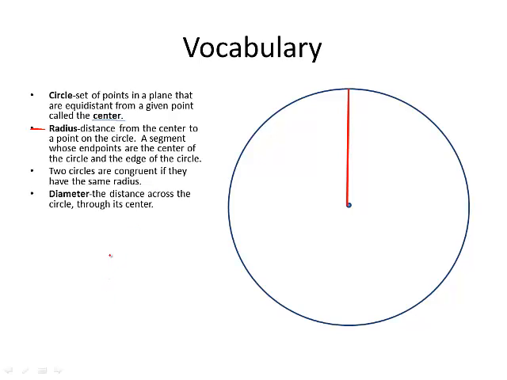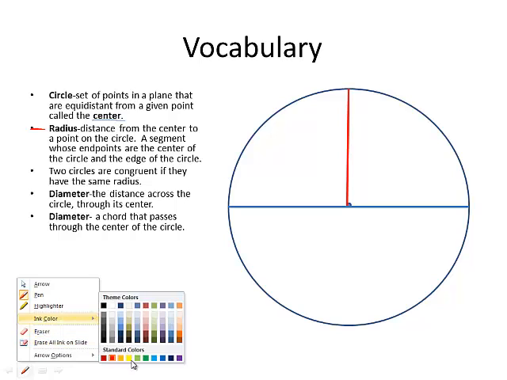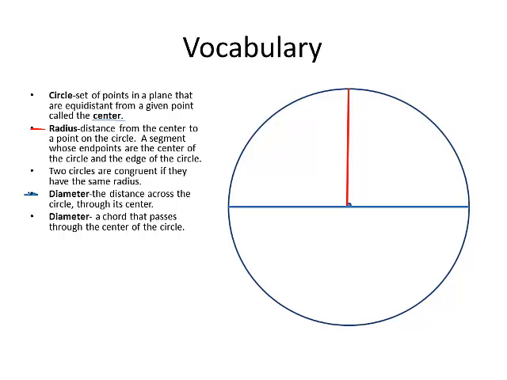Diameter, that's the distance across the circle through its center. What I did is I did this in another blue, a darker blue. So darker blue, that's my diameter, and I have my diameter in the figure as well. The diameter, again, is the distance across the circle through its center, and we label it as a chord that passes through the center of the circle. And we'll define what a chord is in a few seconds.